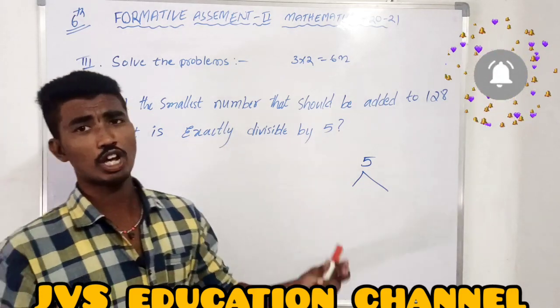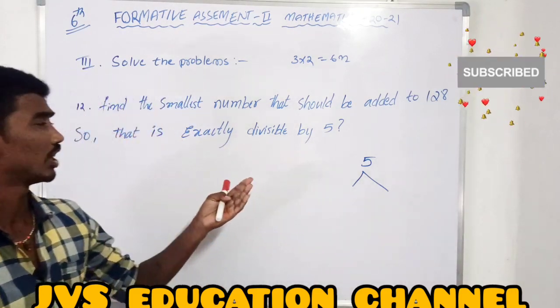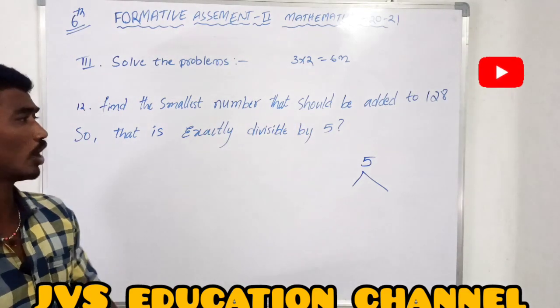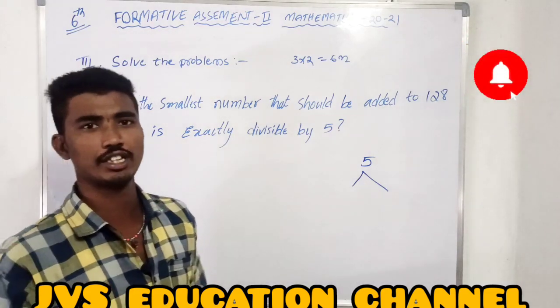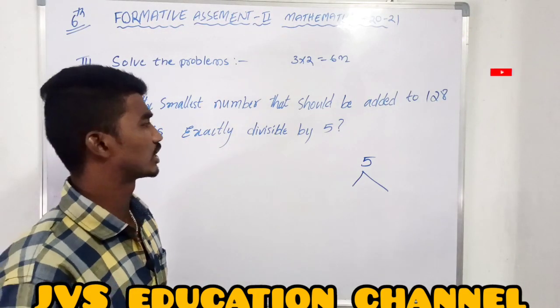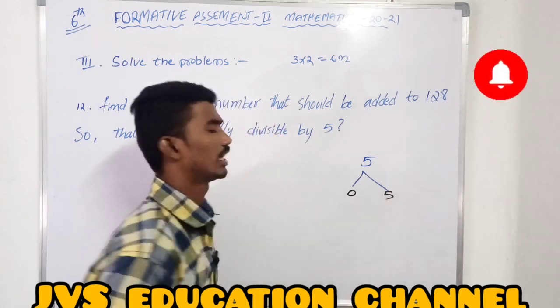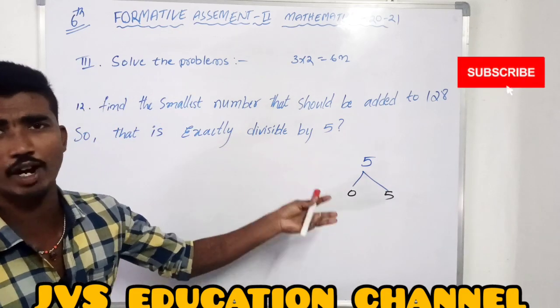We have to find the number which, when added to 128, gives a number divisible by 5. Now we have to know the divisibility rule of 5. The divisibility rule of 5 is that a number with 0 or 5 in its ones place is divisible by 5.